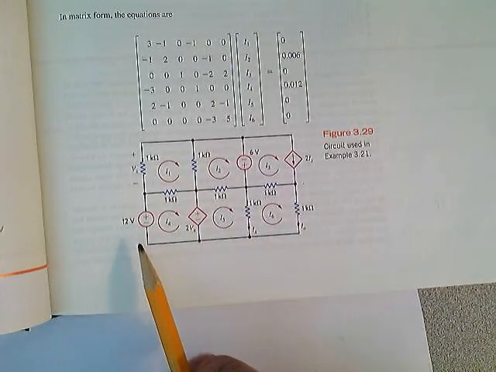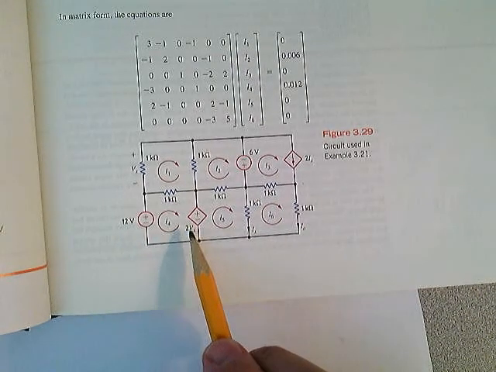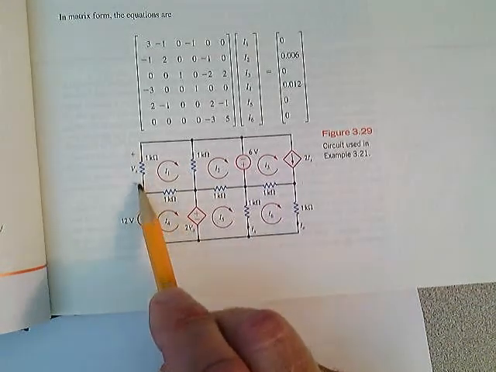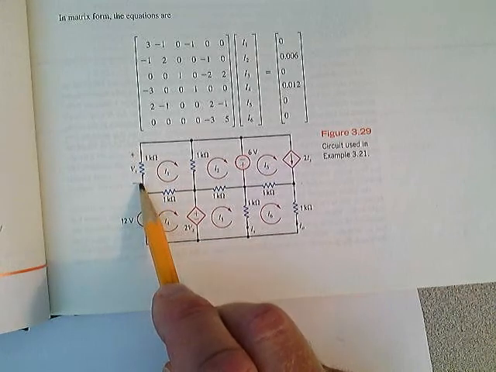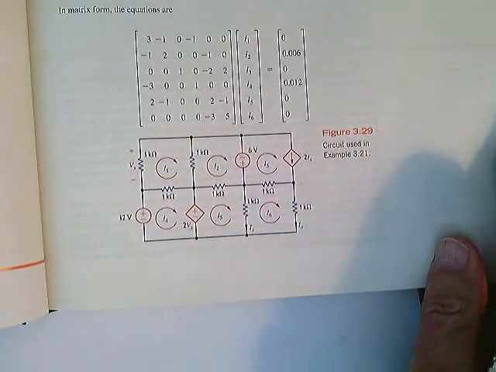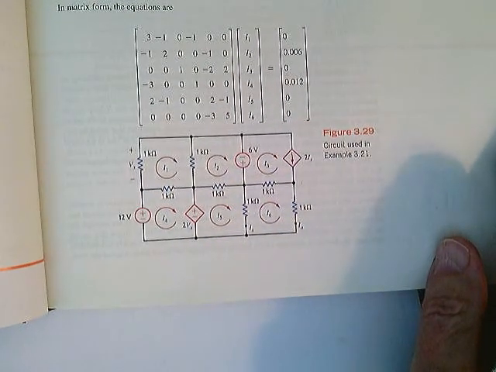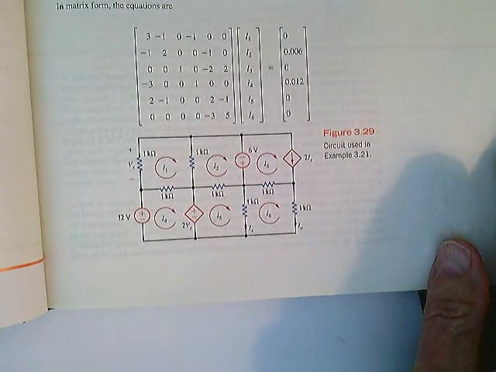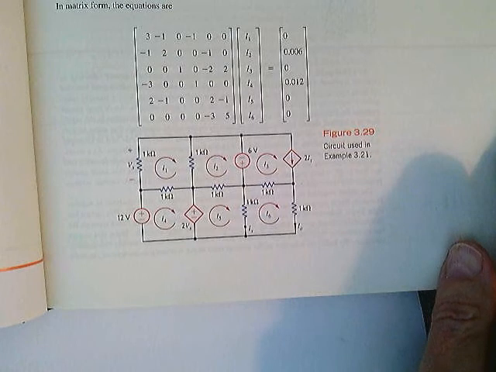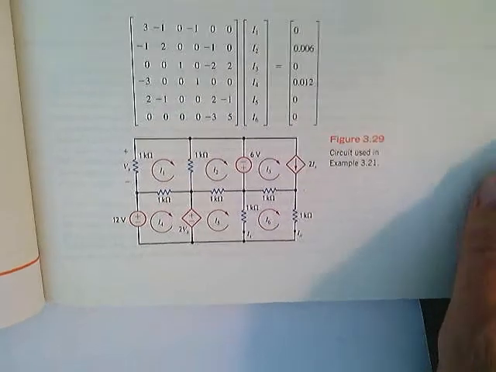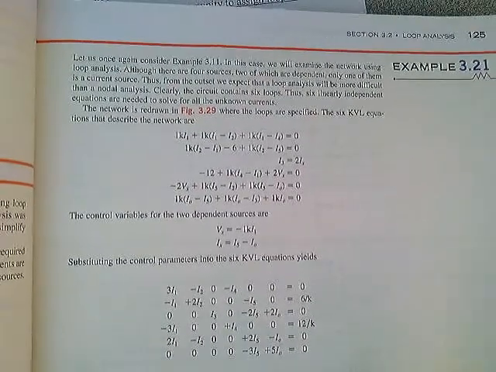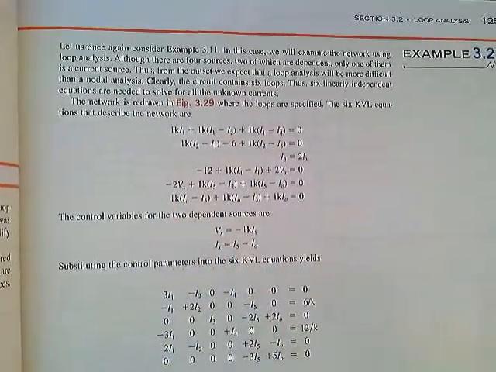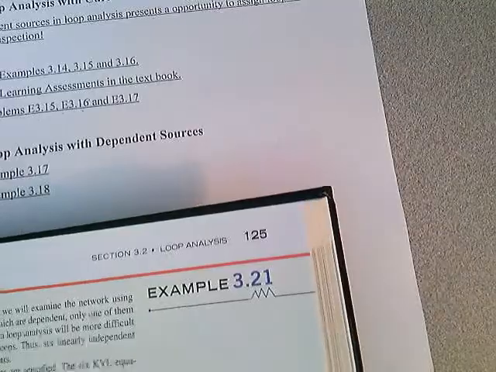In your eighth equation, we need to find Vx. What's Vx equal to? Vx is equal to a negative I1 times 1K. And if you look in your notes, you'll see all these equations in your book.